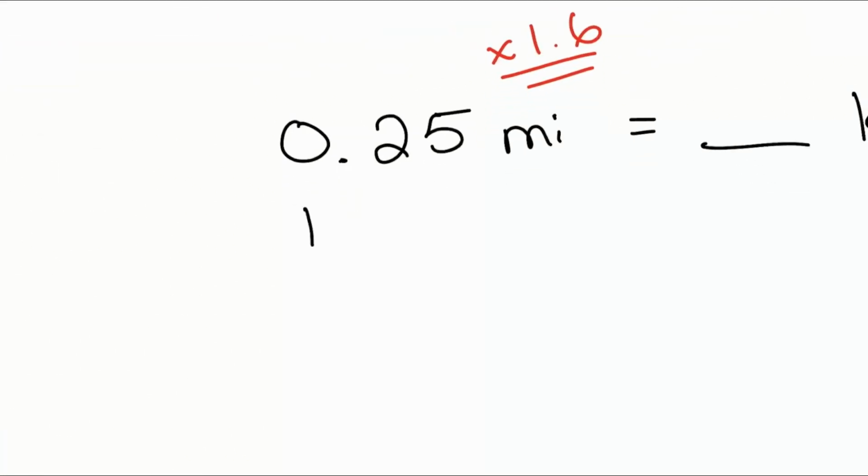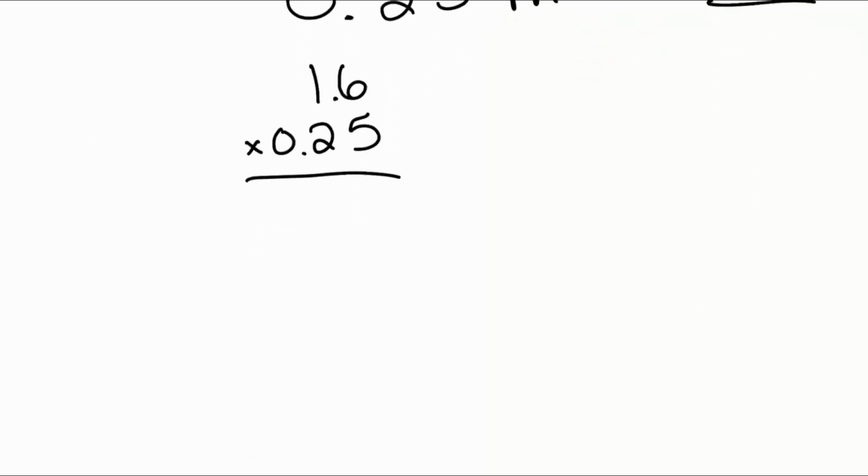1.6 multiplied by 0.25. And I totally understand if some of us are feeling apprehensive towards all these decimals, but we got to rip the Band-Aid off, right? We got to build that confidence one way or another. So here we go. 6 multiplied by 5 is going to be 30, carry the 3. 1 times 5 is 5, carry the 3 is 8.